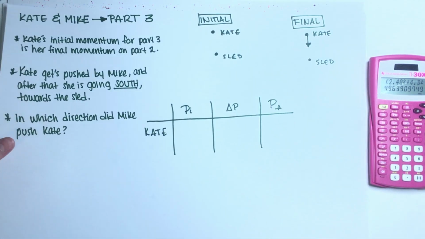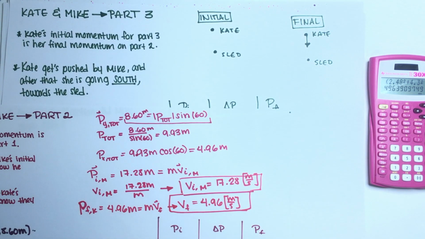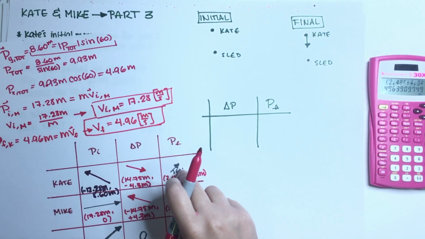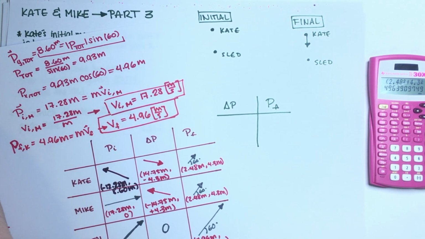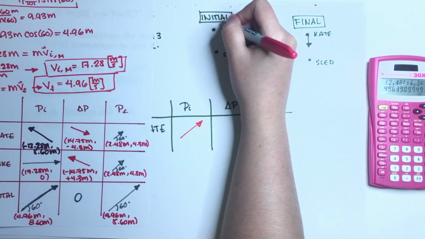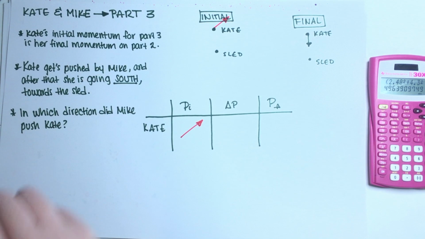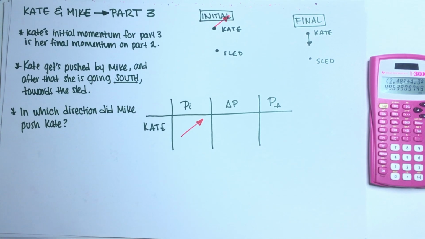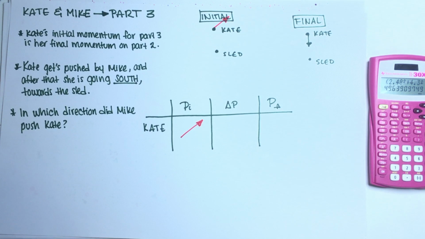So this is part 3 of our problem. The only thing that matters here is Kate's initial momentum. So her initial momentum is just basically something like this. And let's just go ahead and read the problem. So after they slide for a while, they decide that they need to get the sled. At the instant that they are exactly north of the sled, Mike pushes Kate and she starts sliding directly towards the sled. In what direction did Mike push Kate? Your answer should be north, south, east, west, northeast, northwest, southeast, or southwest.